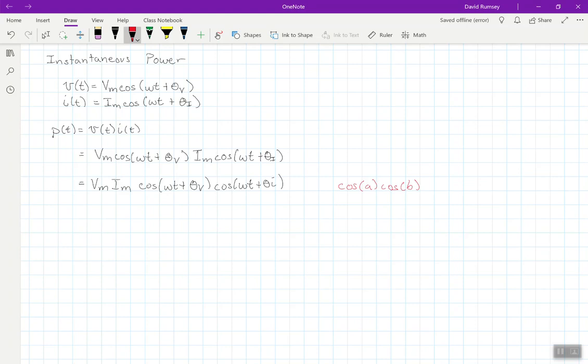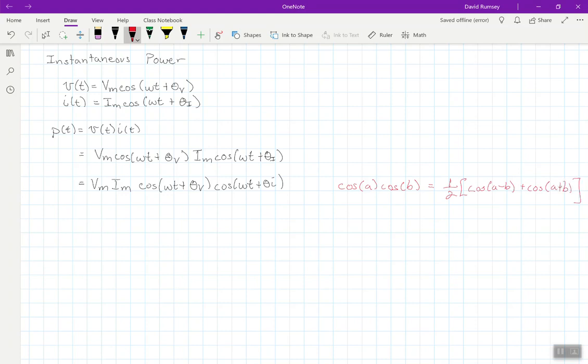The real reason you need to know trig identities is for when you encounter situations like this, and you're like, okay, I'm going to try and get a better handle on this. And look, I've got two cosines multiplied together. I have a trig identity for that. Sorry, let me write this correctly. It's 1/2 cosine a minus b plus cosine a plus b.